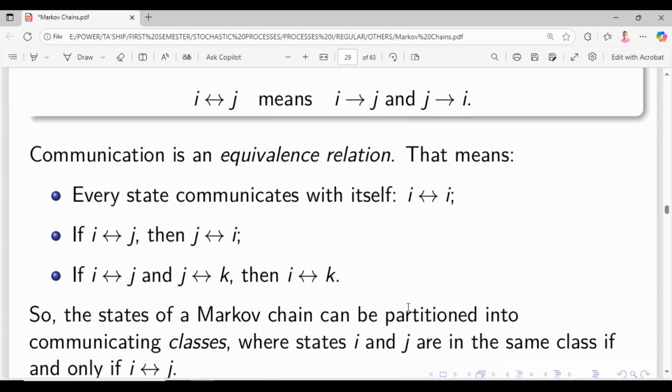And every state communicates with itself. So that is one thing that you need to know. If state I and J communicate, then state J and I communicate. This is just the symmetric property of communication. If state I and J communicate and J and K communicate, then it implies that state I and state K communicate as well.